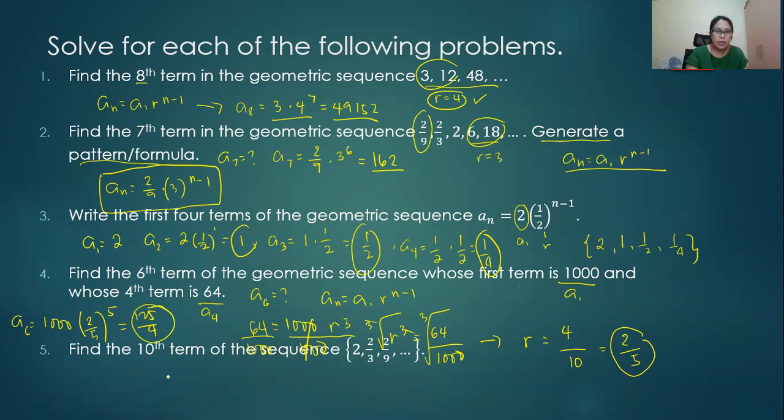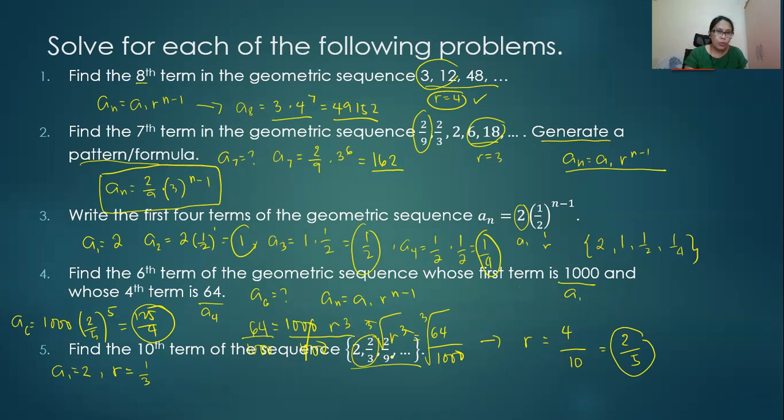For this, we are asked to solve for the 10th term of the sequence. By inspection, the first term is 2. And then by inspection again, the common ratio is, we select any 2 consecutive terms here. Like if we divide 2/3 by 2, we'll come up with 1/3, and that's the common ratio. So when we multiply, for example, 2 by 1/3, it's the second term. Then 2/3 by 1/3, it's 2 over 9. So really the ratio is 1/3.